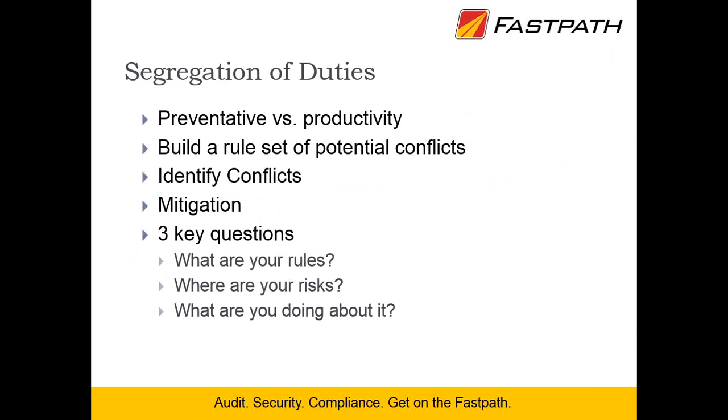So one of the things with the segregation of duties is preventative versus productivity: you can't have anybody leave the office because you only have 2 people. Well, you can still mitigate segregation of duties risk with 2 people in your AP department without locking them out of all the functionality in NAV. So you have to balance that whole idea of preventative versus productivity. So the first step is deciding how you're going to approach segregation of duties.